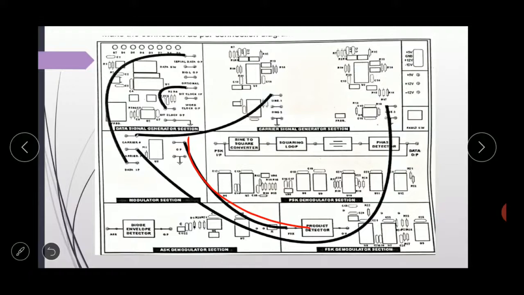So the PLL center frequency and lock range are fixed. Thus the phase detector output of the PLL directly gives the recovered data. So this is all about the theory part. Next we will do the experiment.